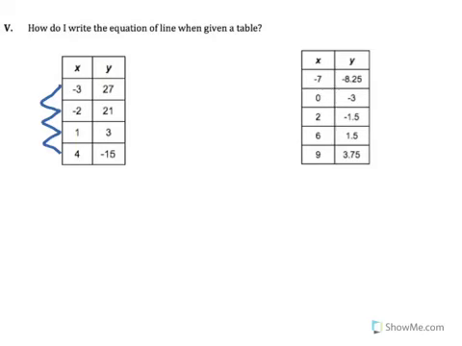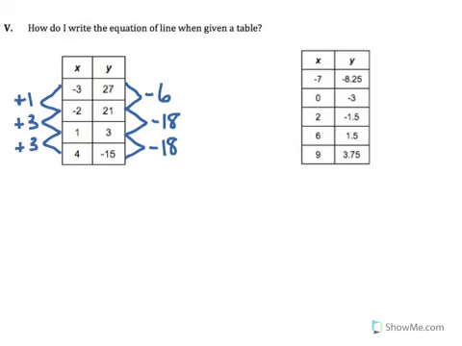So that's my change in x's. Here I'm going up 1. From -2 to +1, I'm going up 3. And from 1 to 4, I'm also going up 3. From 27 to 21, I went down 6. Excuse me for my sloppy handwriting. From 21 to 3, I'm going down 18. And from 3 to negative 15, I'm going down 18 more.